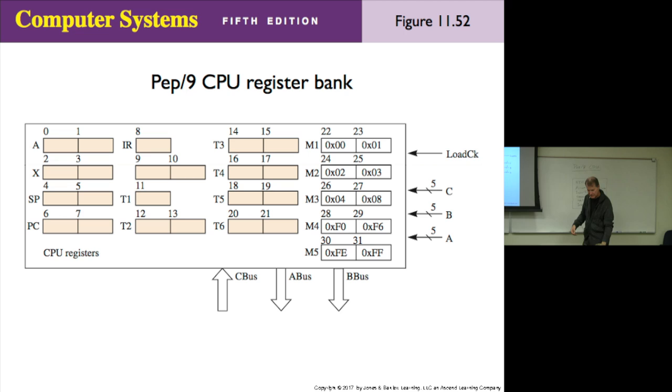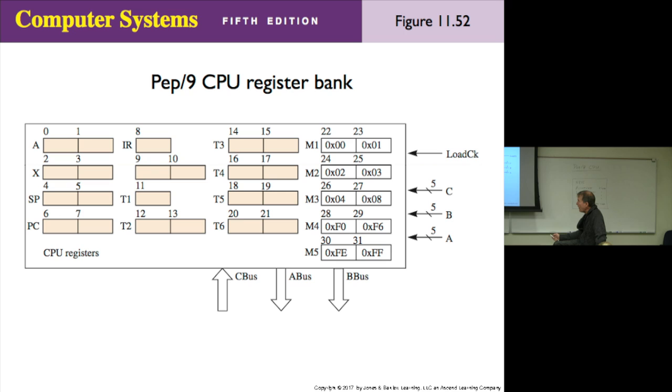Now let's dissect this. First of all, it's this big box right here. Let's take a look at the interface on the bottom. What arrows do we have coming out? A bus and B bus. Those are the 2 ports. They are output ports. And what do we have coming in? The C bus. Each one of these buses is 8 bits wide, which is 1 byte. But our accumulator is 2 bytes, and our buses are only 8 bits wide.